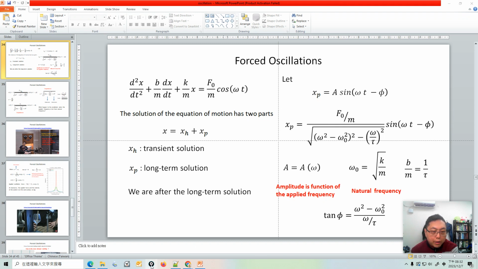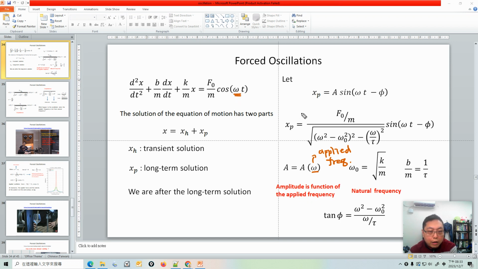And what is omega? Don't forget the meaning of omega. The meaning of omega in forced oscillation is the applied frequency. Because in forced oscillation, we apply a force to the system, and the applied frequency is just omega.